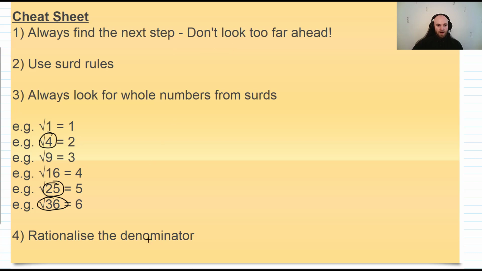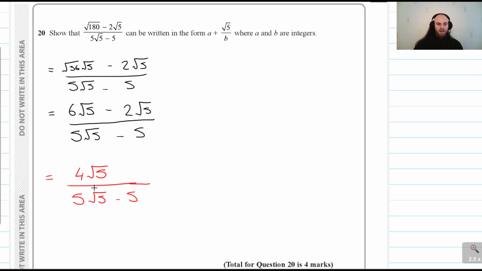And this is where we're up to, part 4 on the cheat sheet. We want to rationalize the denominator for this one. So if you have some kind of surd on the bottom, if it's a negative, what we're going to do is multiply by 5 root 5. It's whatever's on the bottom.